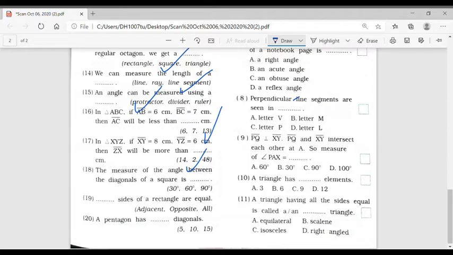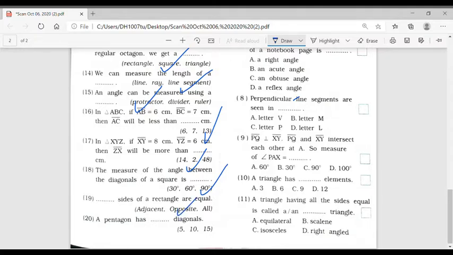Now question number 18. The measure of the angle between diagonals of a square. Already we have learnt in the properties of a square, diagonals of a square bisect each other at right angle. Right angle means 90 degrees. So the correct option is 90 degree. Now question number 19. Dash sides of a rectangle are equal. Which sides of a rectangle are equal? Opposite, neither adjacent nor all. So the correct option will be opposite sides.